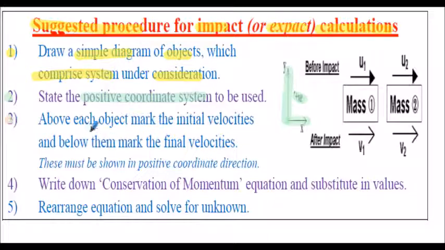Step 3, above each object we should mark the initial velocities, and below them we should mark the final velocities. These are shown in the positive direction, or our sign convention shown here, coordinate system. Step 4, we should write down the conservation of momentum equation and substitute values into the equation. And step 5, we should rearrange the equation and solve for the particular unknown we're trying to find. The following example outlines this process.